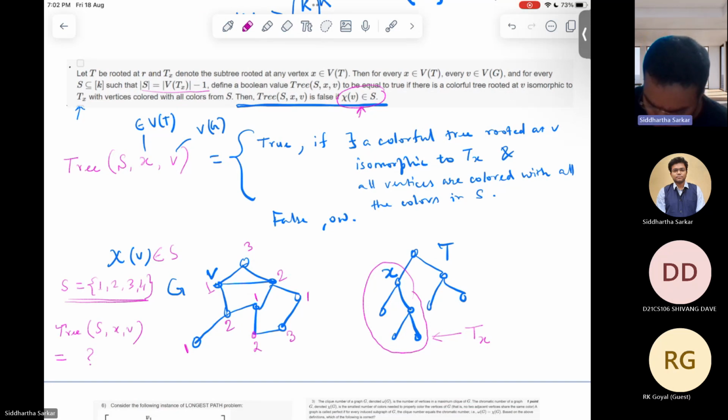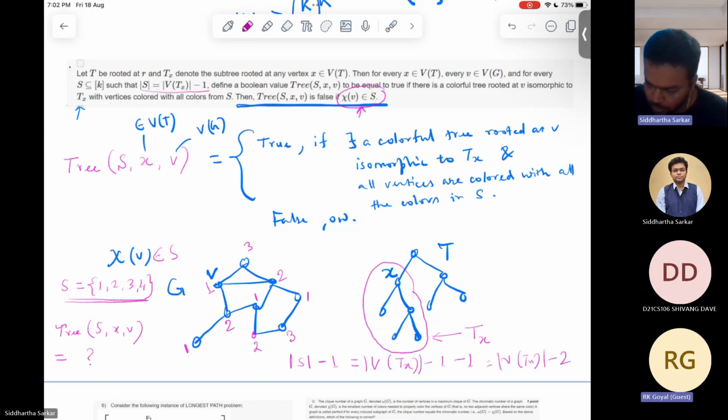So you have used one color in S. So how many colors are you left with? You are left with mod S minus one colors. But mod S minus one is what? So this is P of Tx minus one, minus one. So you are left with P of Tx minus two colors. So there is no way you can color.